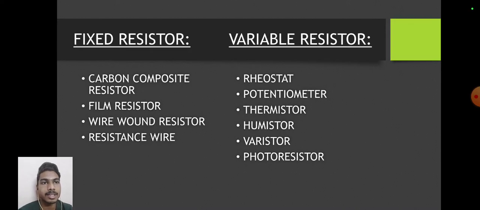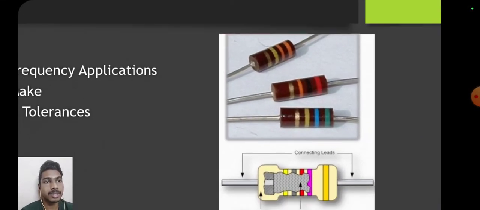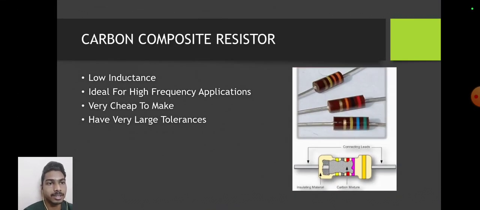Now let's see each one. Carbon composite resistor, it has low inductance, ideal for high frequency applications, and it is very cheap to make, and it has very large tolerances. So this is carbon composite resistor.